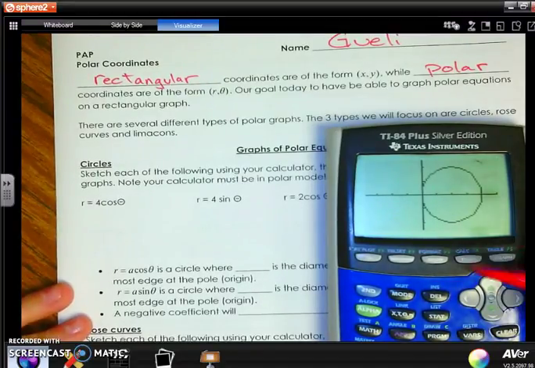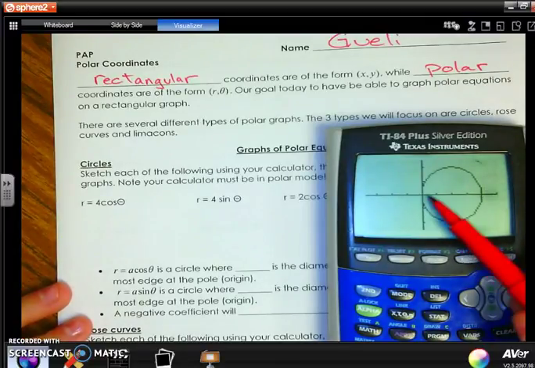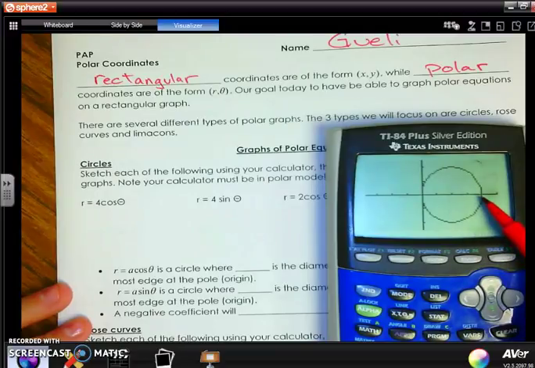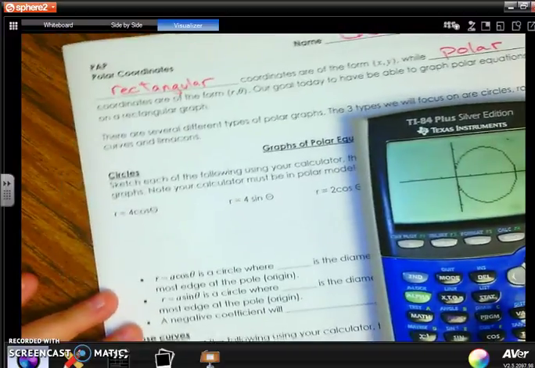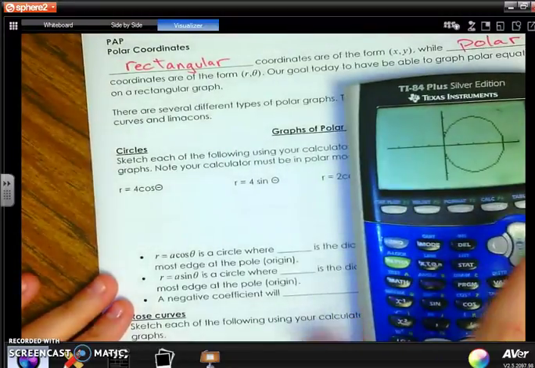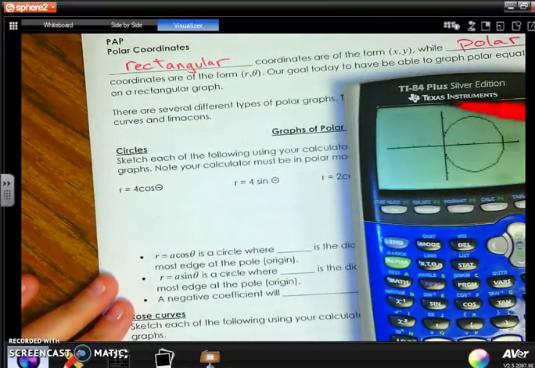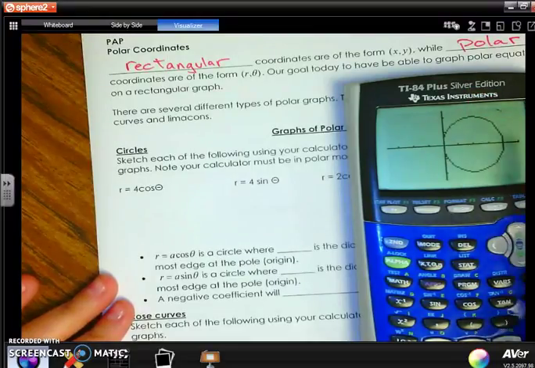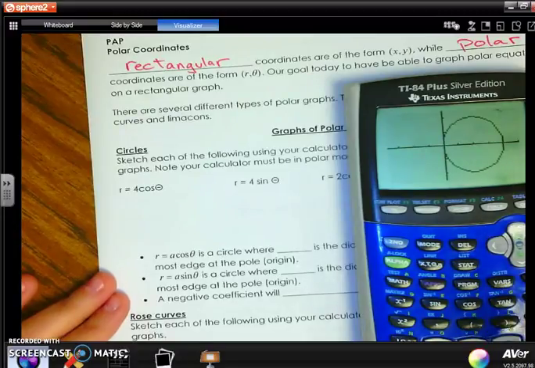So if you were making some observations about this, I would say that this circle looks like it has a diameter of 1, 2, 3, 4. Okay, so this is a circle with a diameter of 4. And notice that it is all the way to the right-hand side of the y-axis. So the entire circle is on the right-hand side of the y-axis.